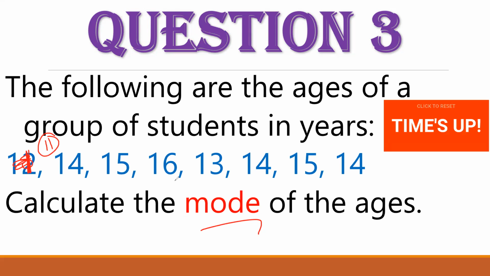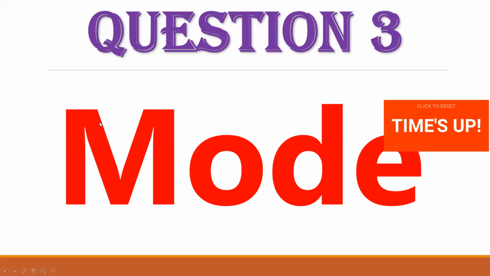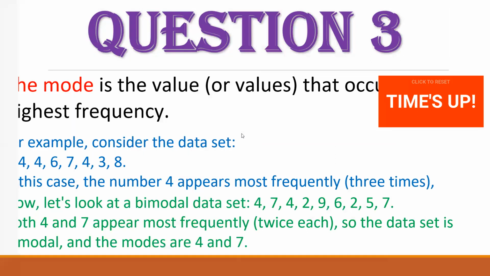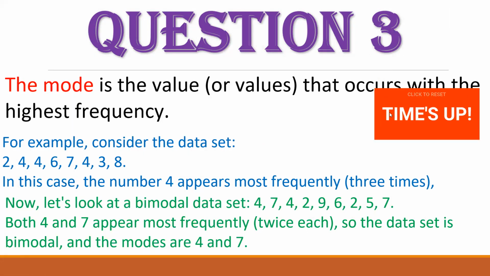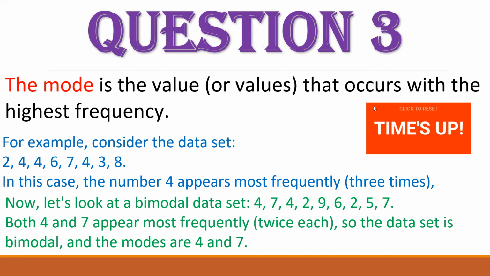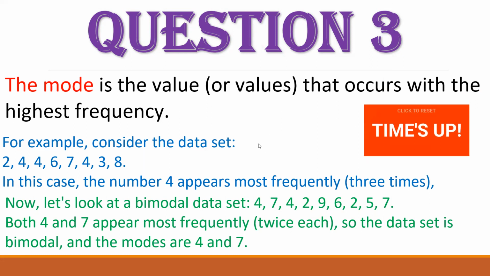This one is asking for the mode of the age. So what is the mode? Let's continue. The mode is coming now. Number 3, we'll explain the mode first. The mode is the value with the highest frequency. What is the highest frequency? It means which number is used more than the others.